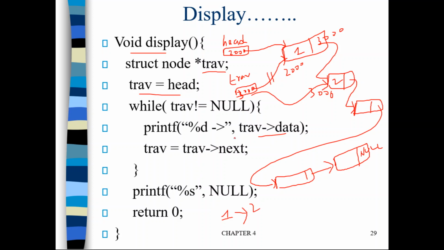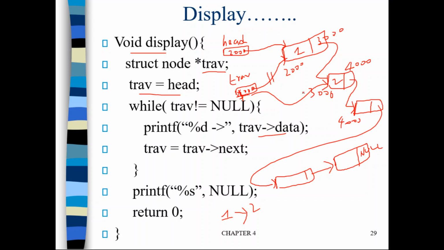Again traverse is equal to traverse arrow next. What is its next? Maybe its next is pointing to 4000, because the third node's starting address may be 4000. So this is 4000. Now traverse is equal to traverse arrow next, so it is no more 3000, it is 4000. Again we check, is this null?